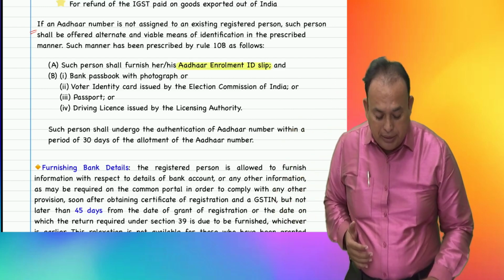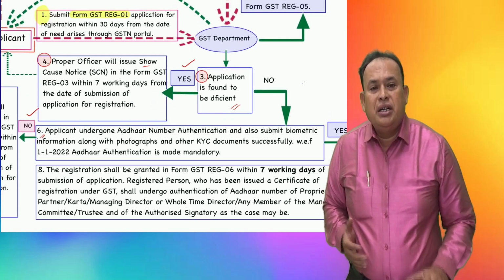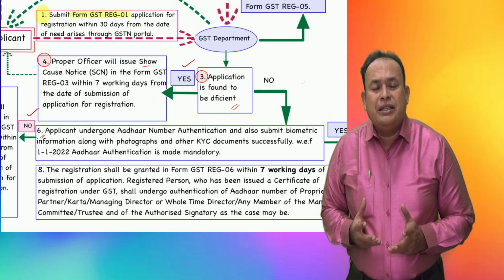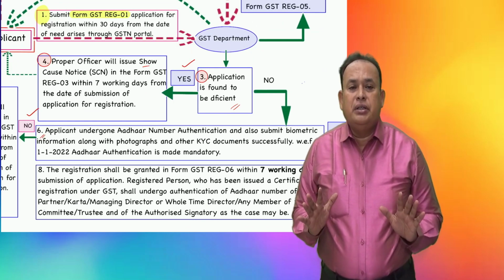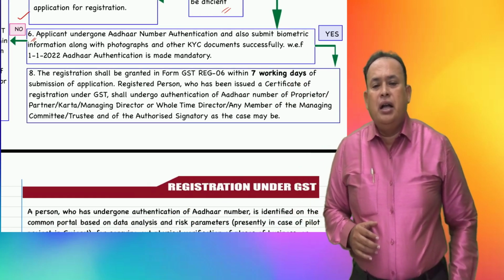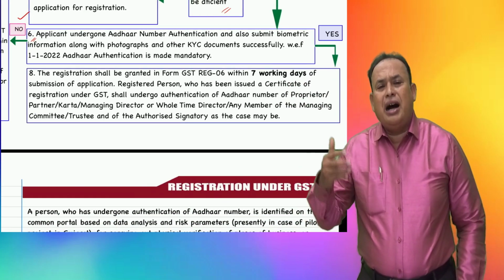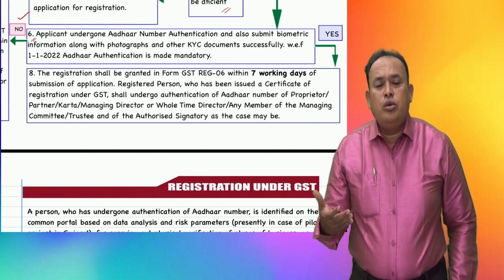Now come back. If the department received a reply from you in the form GST REG04, saying authentication of Aadhaar has taken place, sir, then the department officer will verify: have you authenticated the Aadhaar? Yes, sir. Good, perfectly good. Now further proceeding.